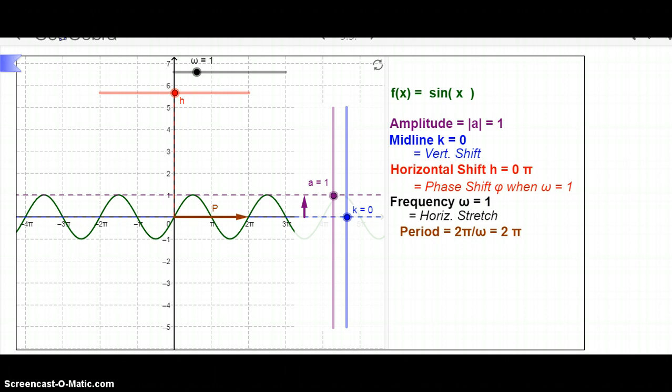Here's the parent function f of x equals sine of x. It is a periodic function, so it repeats at regular intervals called the period. One period is marked with the brown arrow. The period can be transformed by changing the number multiplying the x inside the parentheses.